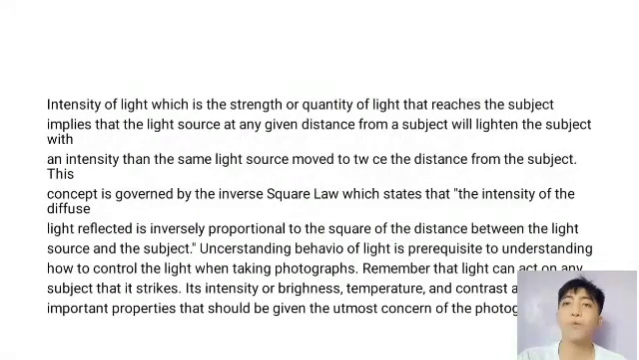Understanding the behavior of light is a prerequisite to understanding how to control the light when taking photographs. Remember that light can act on any subject that it strikes, and that its intensity or brightness, temperature, and contrast are the three important properties that should be given the utmost concern of the photographer.